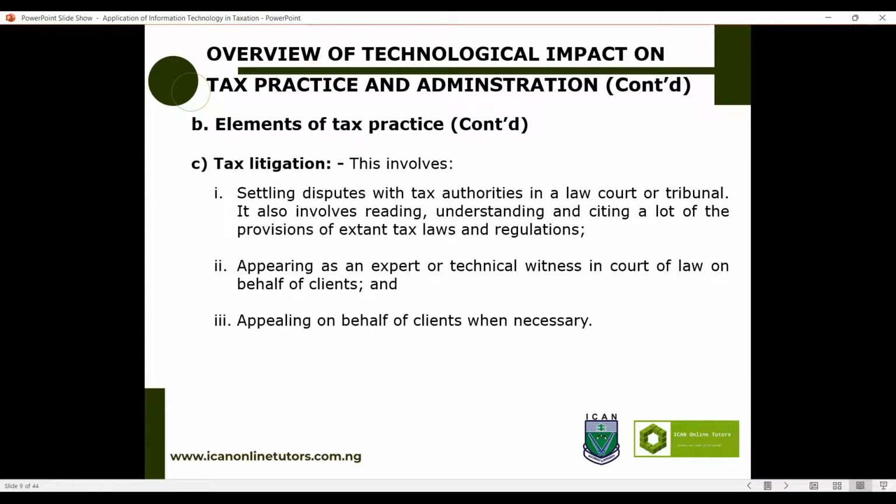And for tax litigation, it involves settling disputes with tax authorities in a law court or tribunal, as I mentioned earlier. And for you to do this, you need to be versed in the provisions of extant tax laws and regulations. Under the tax litigation services, we have appearing as an expert or technical witness in courts of law on behalf of clients, and appealing on behalf of clients when necessary.